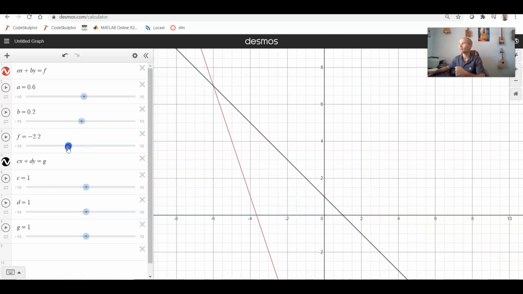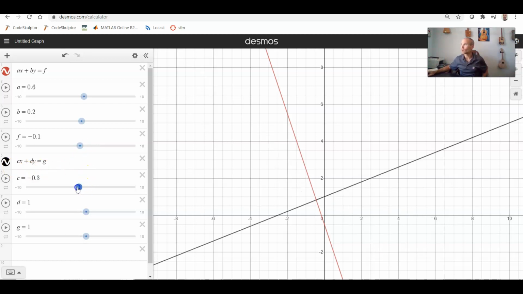And the value of f, well, it looks like a right-left shift, but it's actually shifting the line up and down. It's affecting the vertical intercept. So that value of f is not changing the slope. And therefore, as long as the slopes of the two lines are different, how far up or down you shift one of the lines is not going to influence the fact that there would be an intersection point if those lines have different slopes.